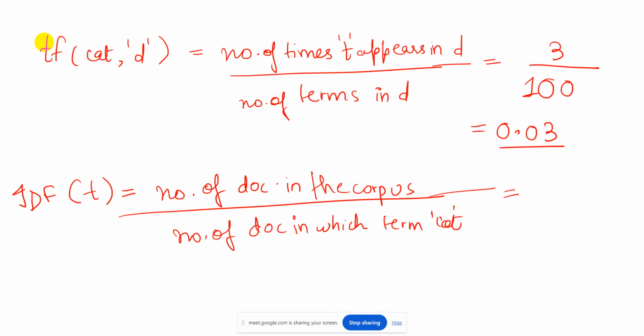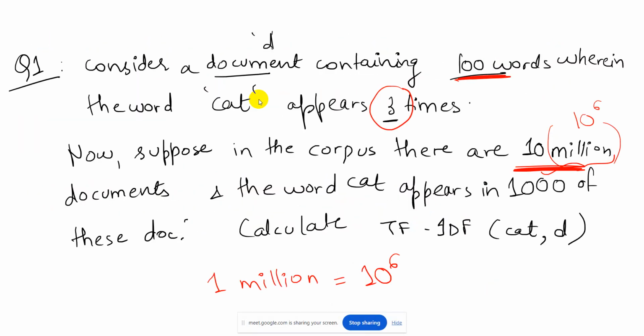I'll repeat. So I was saying, this is the question that we were given. The document has 100 words and the word cat appears 3 times. And now in the corpus you have 10 million documents and the word cat appears in 1000 of these documents. Out of the 10 million documents, the word cat appears only in 1000 documents. So we were supposed to calculate the TF-IDF of the term cat in the document D.